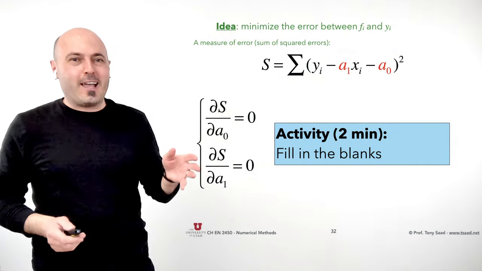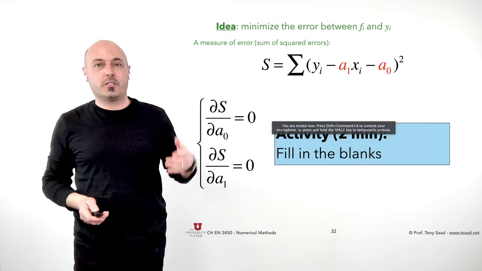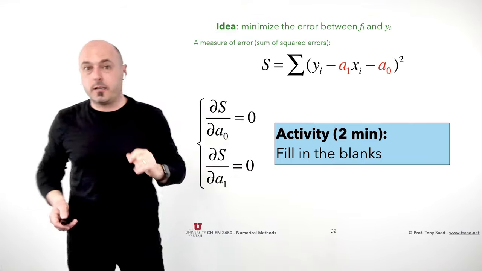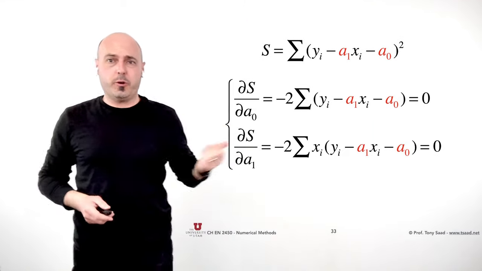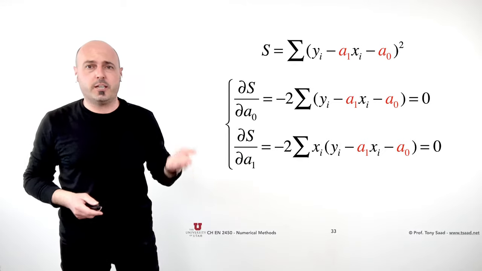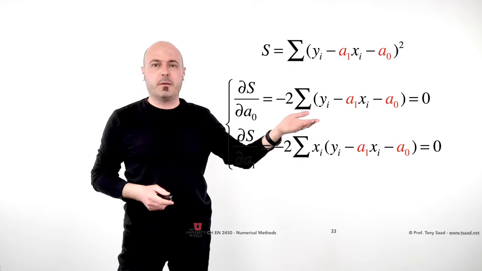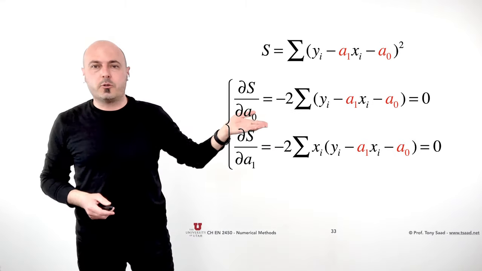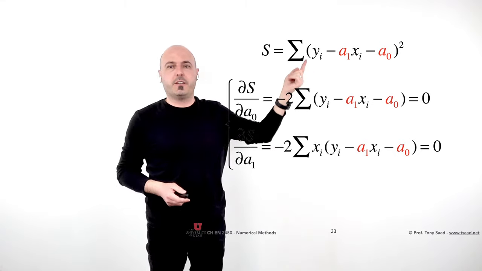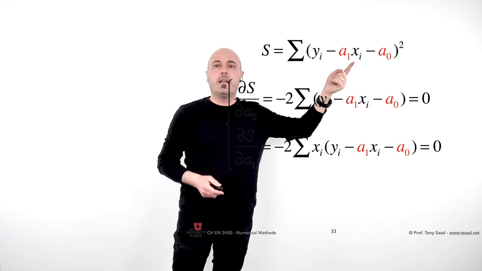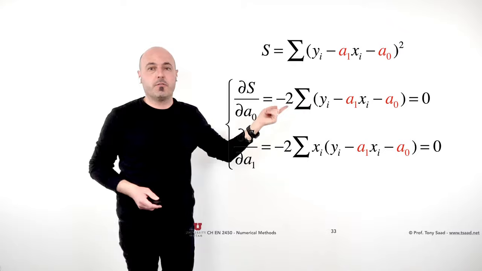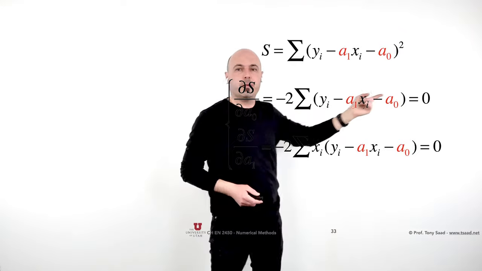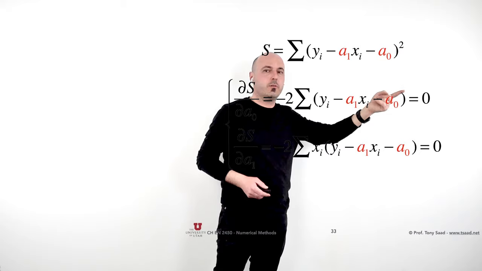Okay, so now that we derived the equations for the general case, at least for a straight line, you can see that these are the formulas for the differentiation. They're more compact because we have this summation form, right? With respect to a naught, you simply fix yi and a1xi and differentiate with respect to a naught, which is going to give you a negative sign, multiplied by the two, and that's going to give you this minus two. Summation, everything else remains the same. You don't have a power anymore over there, okay?